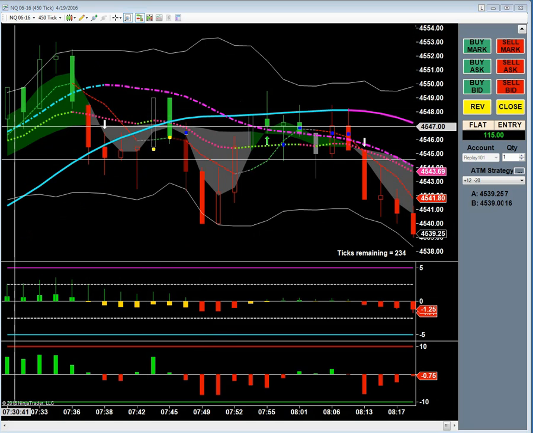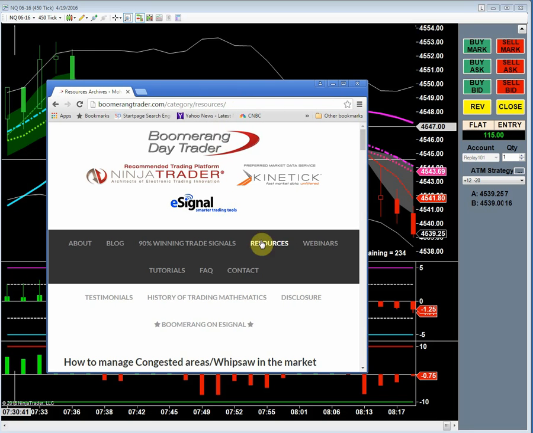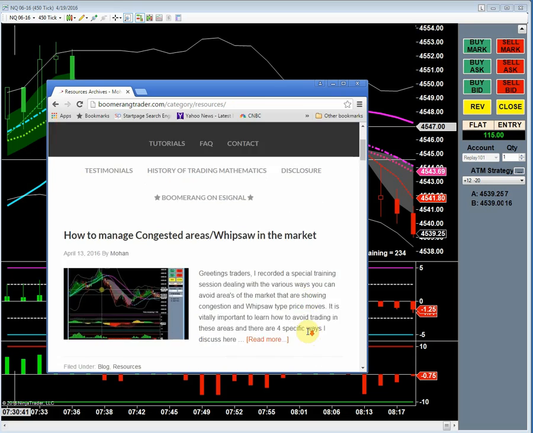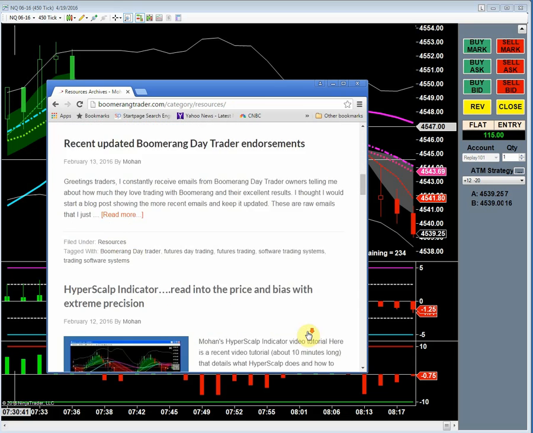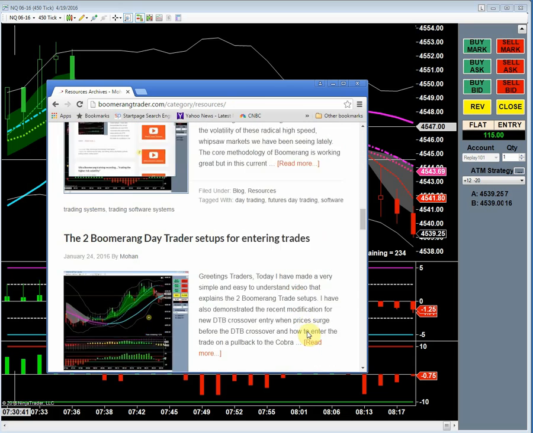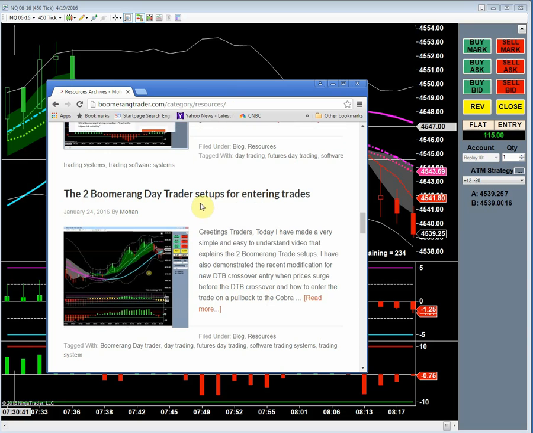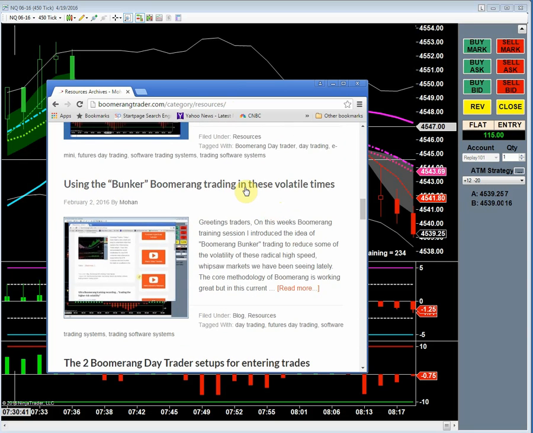Go over to Boomerang Trader, under Resources. Click on the Resource section. Scroll down to the two Boomerang day trader setups for ending trades. That's all there is. And then read the bunker trades, which will help you understand other things that you do when the market gets really volatile.